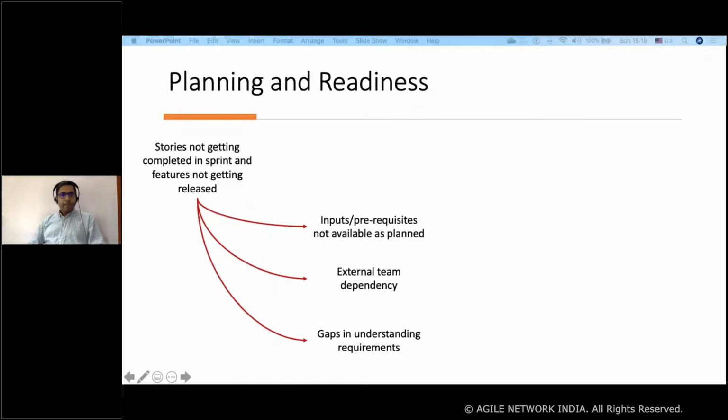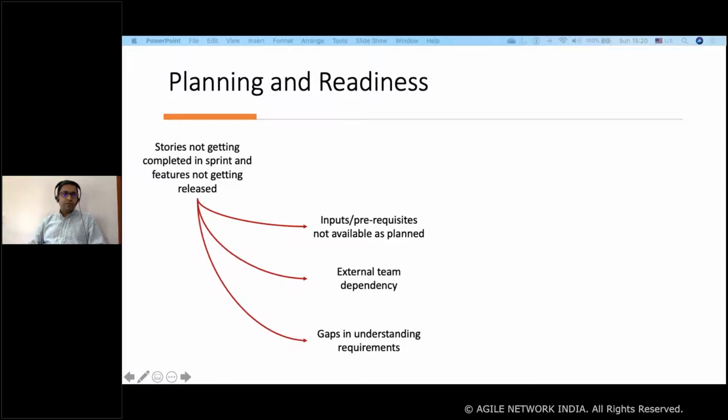Another was external team dependency. Dependencies with other teams were not identified upfront. And the third one was gaps in understanding of the requirements. There were gaps in understanding of the requirements by the team, as the stories were not refined properly.